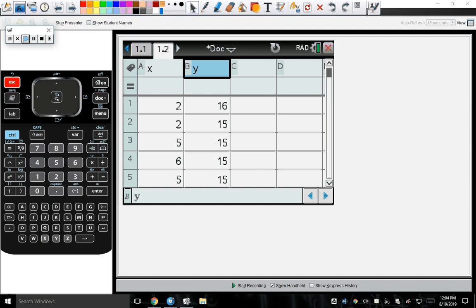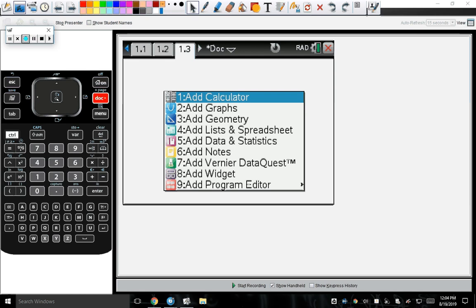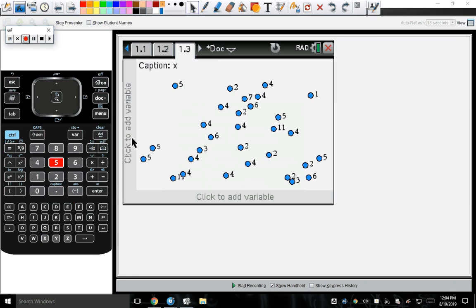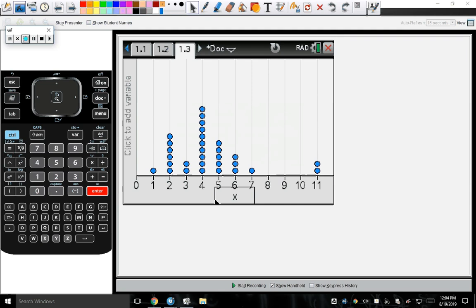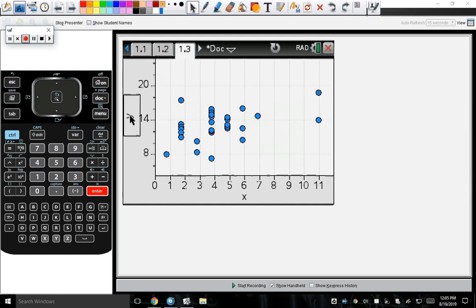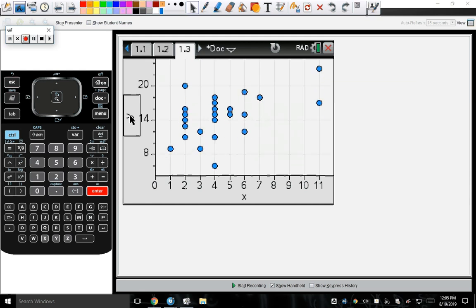Now, from here together, I want you to press Control, Doc, and you're going to add a data and statistics page. So you can scroll down, or you can just press 5. A data and statistics page. Just like we did last class, you're going to soft mouse to the x-axis, and you're going to label it x. You see the points move around. You're going to soft mouse over to the y-axis, click on it, and label that y. And these are our data points.